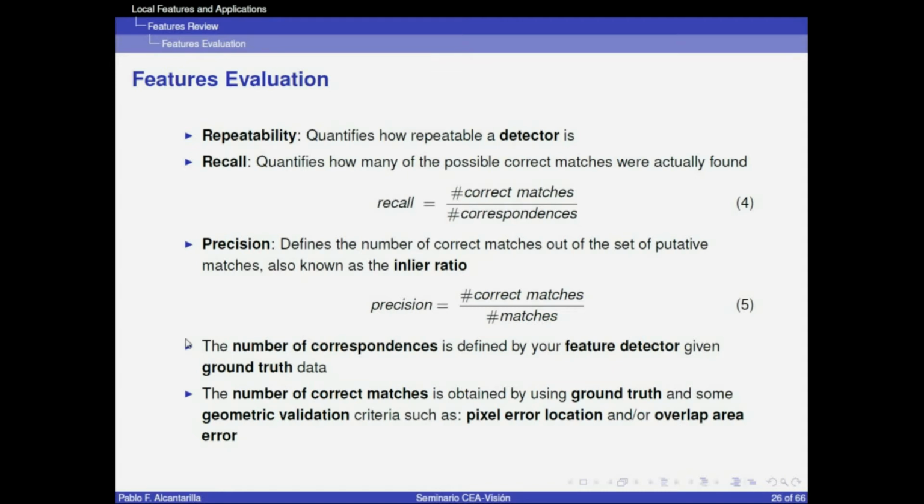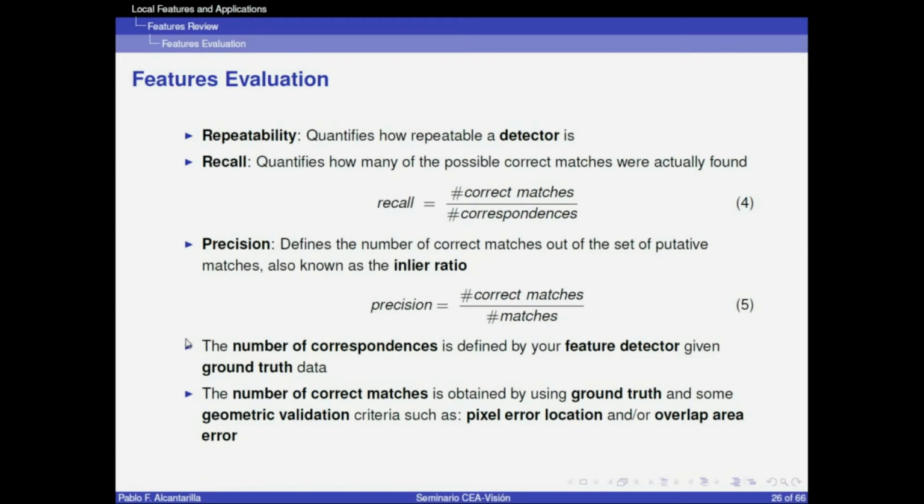Then we have recall, which quantifies how many of the possible correct matches were actually found from the set of correspondences. Then precision is the number of correct matches out of the set of putative matches, and it's also known as the inlier ratio. In recall and precision, we need to differentiate between the number of correspondences and the number of matches. The number of correspondences is defined by your feature detector, given ground truth data. You detect points in one image, you detect points in the second image, and you want to identify with the ground truth how many correspondences you have between the two images.